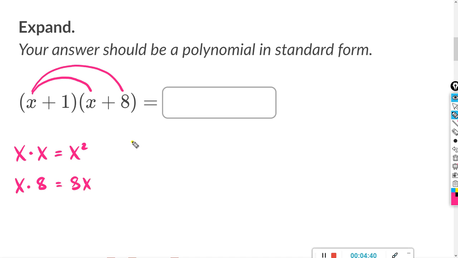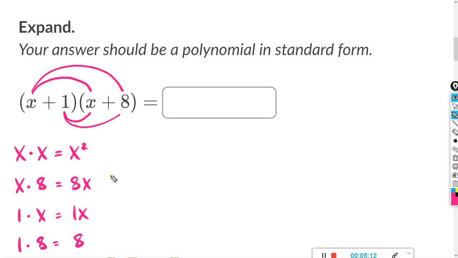And now distributing the other term. We did the x already. Now we're going to distribute the positive 1. Positive 1 times x is just 1x, or you can just write x. And then again, positive 1 times positive 8, and of course 1 times 8 is just 8. So it's the same thing if you use distributive property or FOIL.